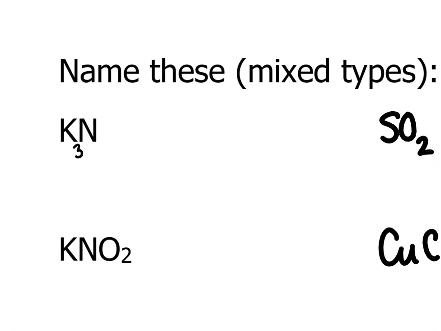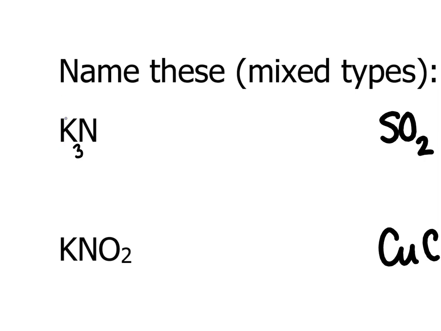So the first thing you should do is decide if it's ionic or covalent. I told you this is mixed types. If it's ionic, it's a metal and a nonmetal, and you don't have those prefixes. If it's covalent, you have nonmetals only, and you use those prefixes like the di, tri, and so forth.